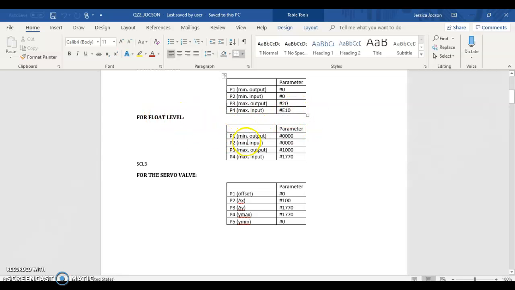So for the float level, it is actually the same concept, the same way on how we got the values, but it is a different parameter. So this is actually 100 because this is the maximum float level. But we're going to change it on the HMI, on the CX Designer later.